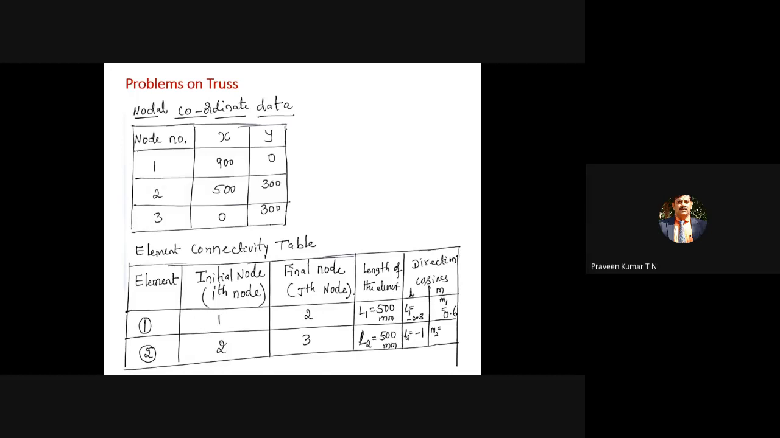Now you have to find out the length of the element, which is already known. L1 is equal to 500, L2 is equal to 500 mm, for element 1 as well as element 2. Now you have to find out the direction cosine. Finding the direction cosine is the important step in the finite element analysis of trusses.